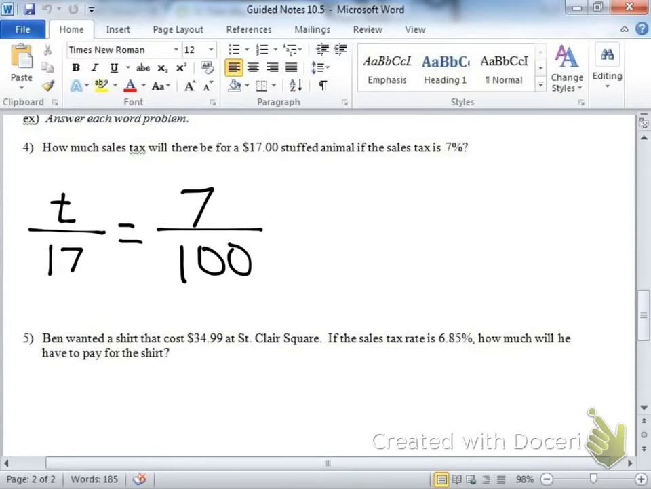All right, let's cross multiply. That's 100T equals 17 times 7. Good. Divide both sides.